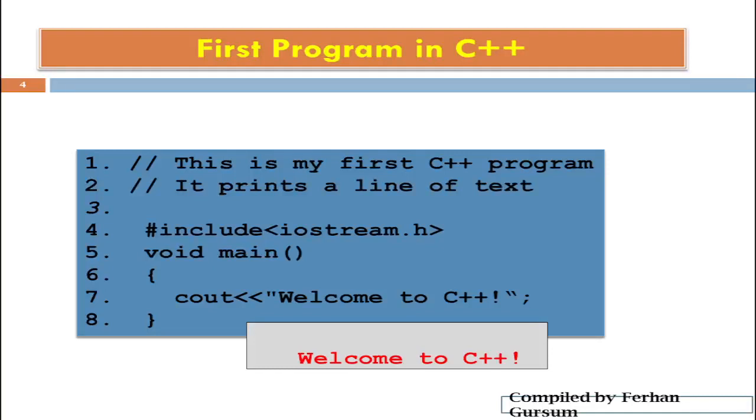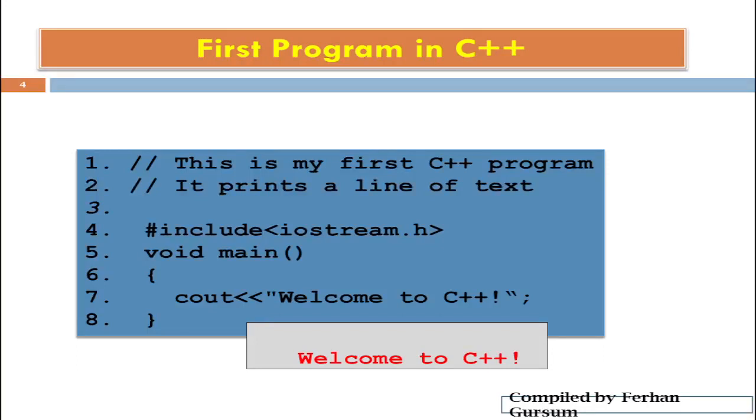Include iostream.h, it says. I told you this one is a header file. We can use also other header files. There are a lot of header files, okay? Besides hash include iostream.h, we can use also include stdio.h. Then you have to use printf, okay, not cout.